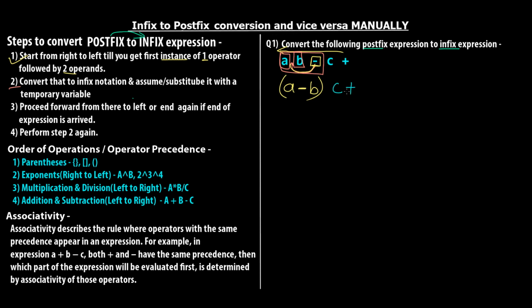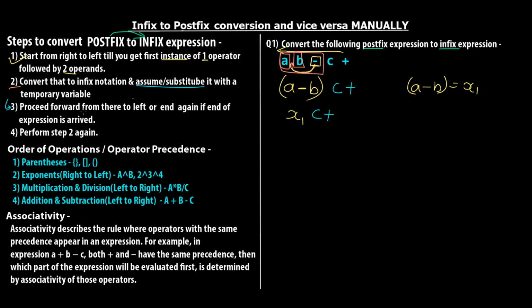C plus will be as it is. And in step number 2 we also have to convert it to infix notation and substitute it with a temporary variable. So again A minus B will be considered as x1. So this expression will become x1, C and plus. So let's move on to step 3.